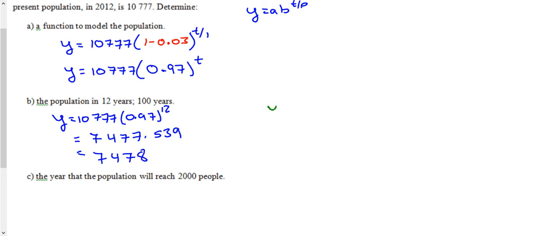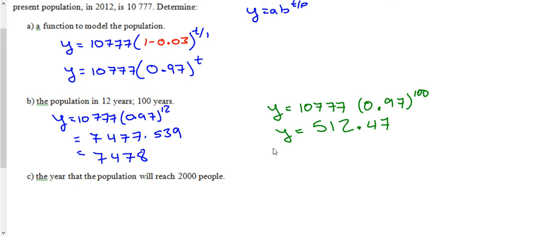After 100 years, how many people are remaining? So let's do the exact same equation, but instead this time we have 100 as our exponent, and y here is going to equal 512.47, and again, can't have decimal people, so let's round to the nearest whole. That's 513 people remaining in this population.